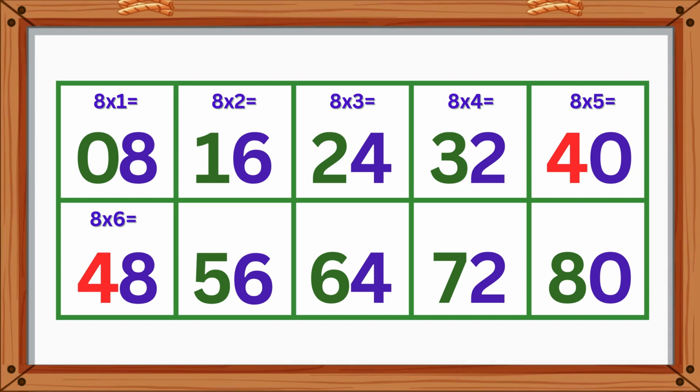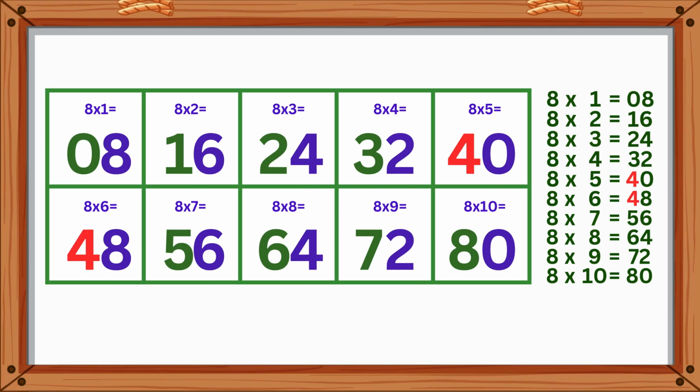8 times 6 equals 48. 8 times 7 equals 56. 8 times 8 equals 64. 8 times 9 equals 72. 8 times 10 equals 80. And just like that, you've got the entire 8 times table right in front of you.